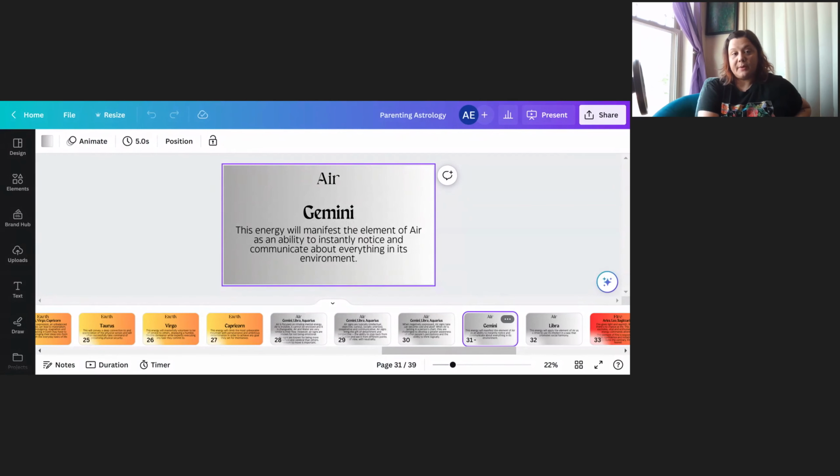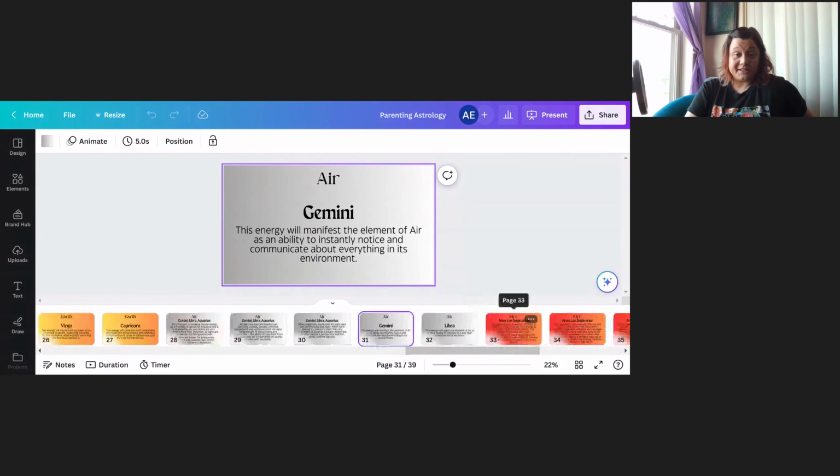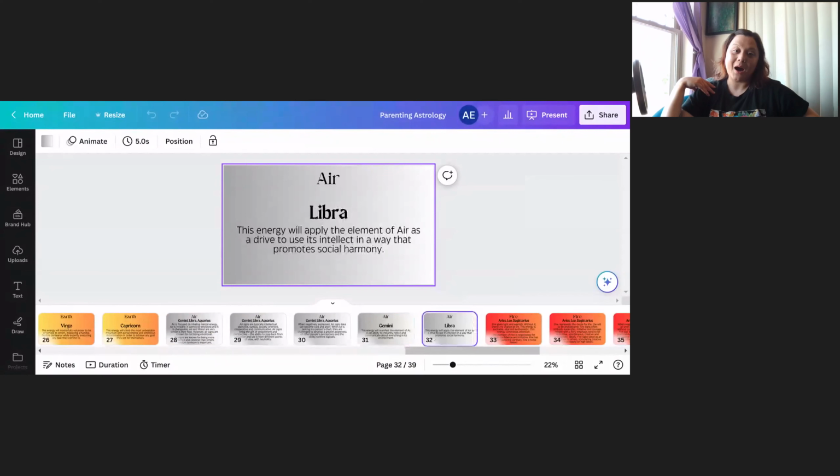All right, so let's get to Gemini. Gemini, this energy will manifest the element of air as an ability to instantly notice and communicate about everything in its environment. And sometimes that communication is they're noticing 5 different things in their environment and saying it all at once. So some people think it's scatterbrained, but in a Gemini head, it all makes sense. And I'm a Gemini moon and rising and North Node and something else, so I know this feeling very well. But this makes it great for a multitasker. So if you have a child with strong Gemini placement or you have strong Gemini placement, multitasking is really a superpower for you. And you're going to be able to get a lot done when you're doing 5 things at once.